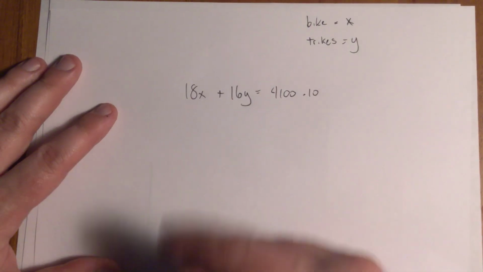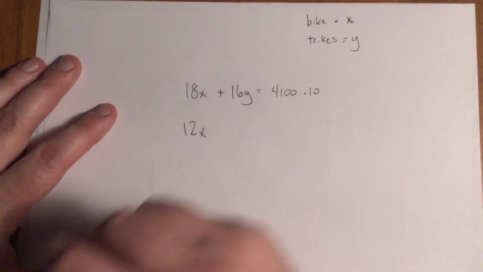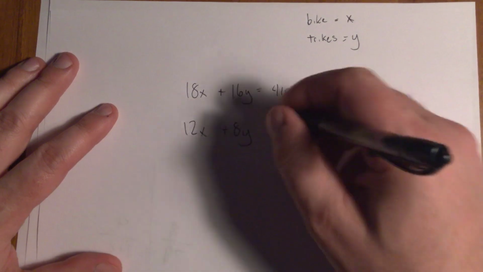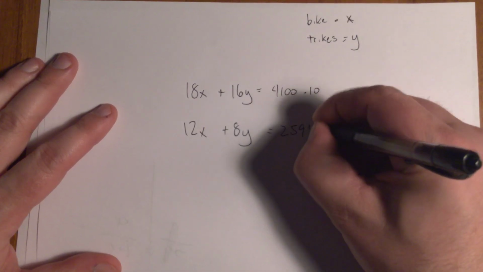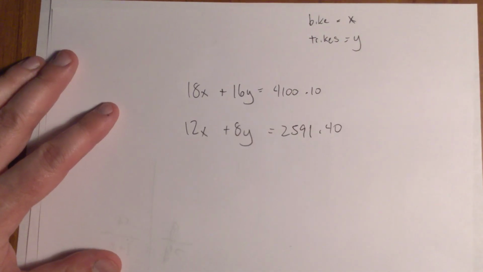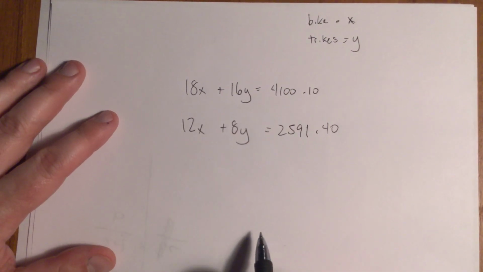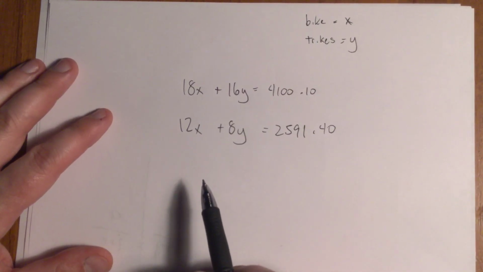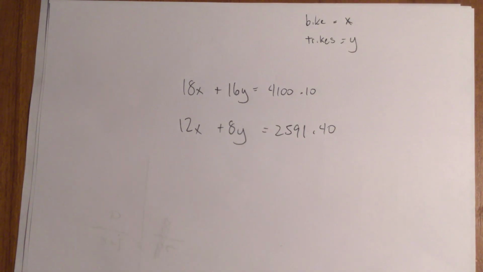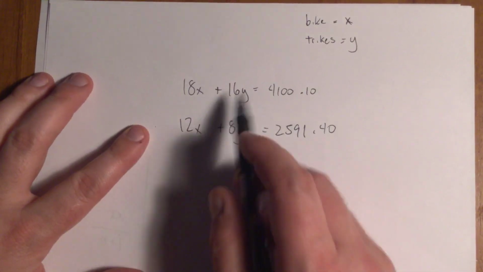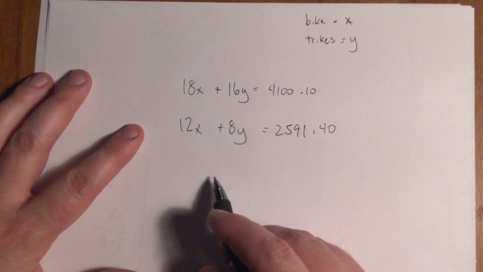So I placed another order for 12 more bicycles and 8 tricycles, and that cost $2,591.40. Find the price for an individual bicycle and individual tricycle. Okay, well, I've got my system. Now I can solve it. There's a couple ways you could solve this. You could solve it via elimination or combination, however you want to call it. I could multiply this by -2 and solve it. So I'll do that first.